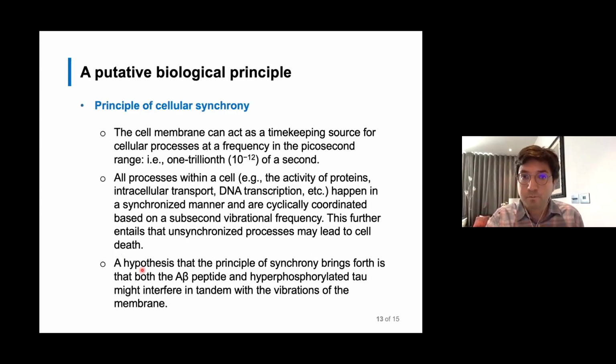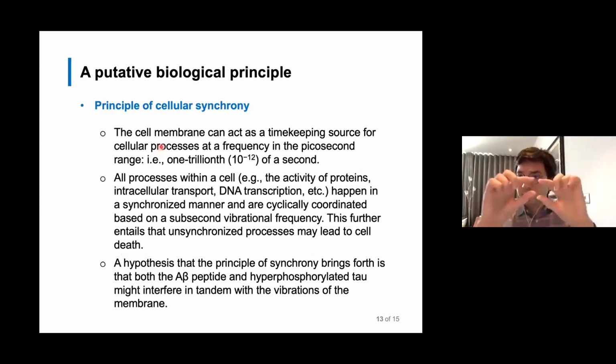Let me just give a quick example of what a biological principle might look like. This is just a hypothesis, but this is an example of what a biological principle might be. Let's call this the principle of cellular synchrony.